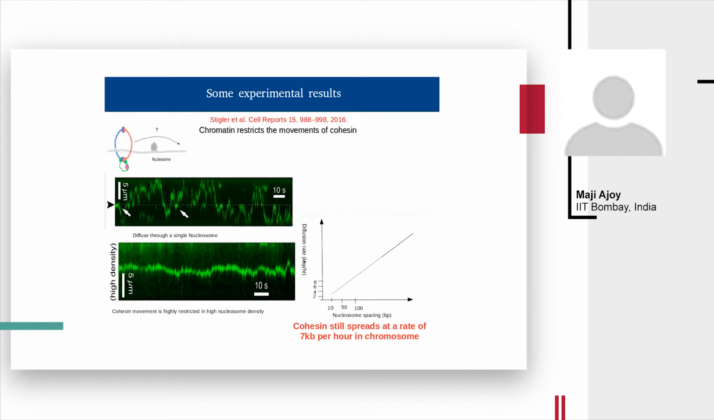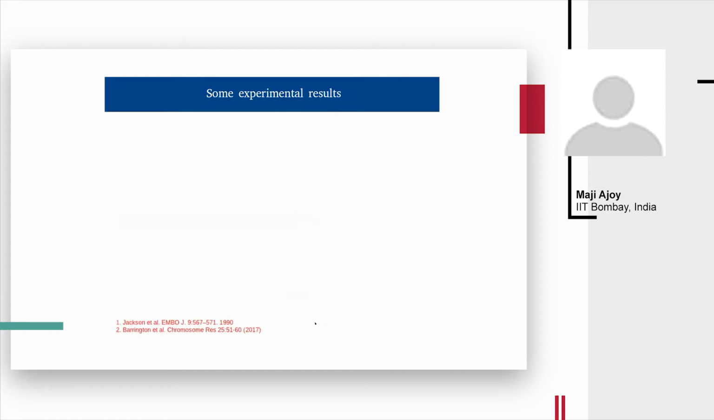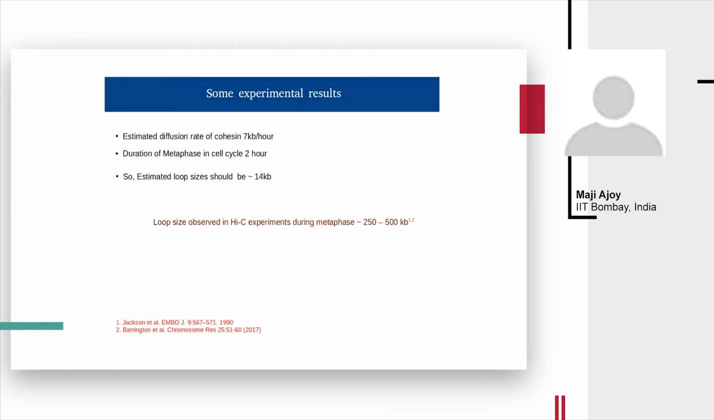So they tried to calculate a diffusion rate from this experiment. They calculated a diffusion rate for high nucleosome spacing, that means for low nucleosome density, and then they did some analysis and estimated the diffusion rate for high nucleosome density. The estimated diffusion rate was 7 kbp per hour in the case of high nucleosome density. The duration of metaphase, when these large loops are formed, is around 2 hours. So the estimated loop size would be 14 kbp. But the loop sizes observed in Hi-C during metaphase are around 250 to 500 kbp. So the puzzle is: how are these large loops formed with this low diffusion rate?